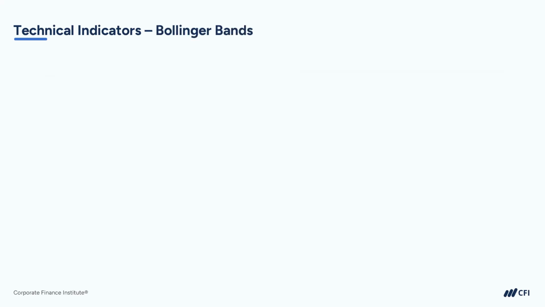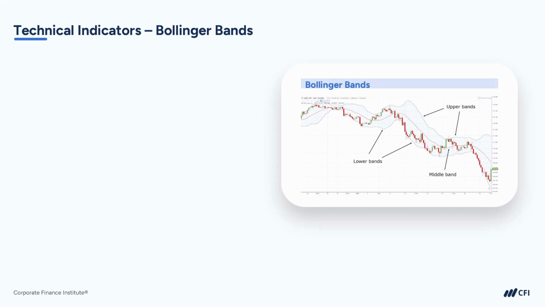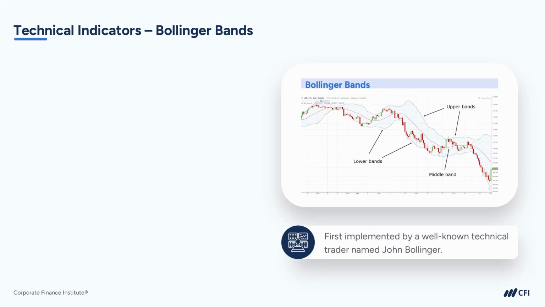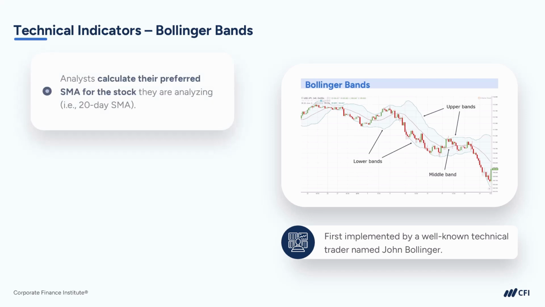The final category of technical indicator that we're going to cover today are Bollinger Bands. Bollinger Bands are a very commonly used indicator that were first implemented by a well-known technical trader named John Bollinger. What analysts will do here is first calculate their preferred simple moving average for the stock that they're analyzing. This is most commonly the 20-day SMA, but any amount can be used here based on the analyst's preference.